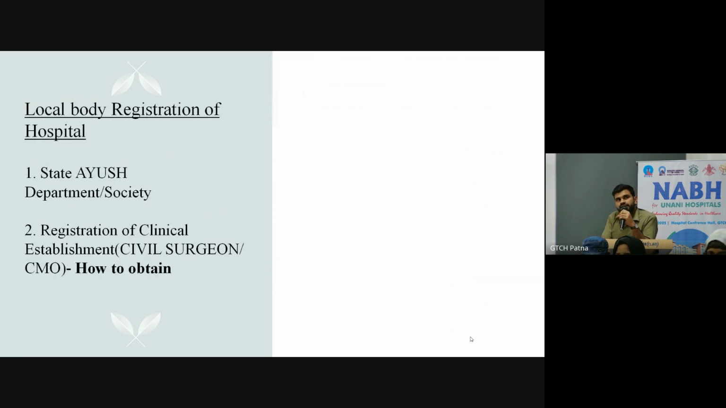Next is local body registration of the hospital, which can be done at first point of time at the state Ayush department or society, and next is registration of clinical establishment at the civil surgeon or CMO office. In case of any doubt how to obtain it, I think we have already obtained it, right? In case of any doubt, I will explain how to obtain it.